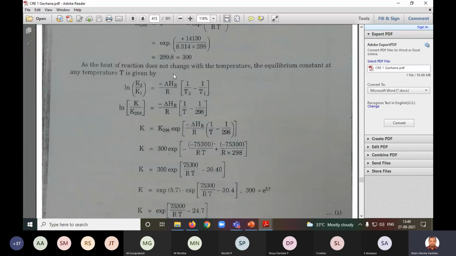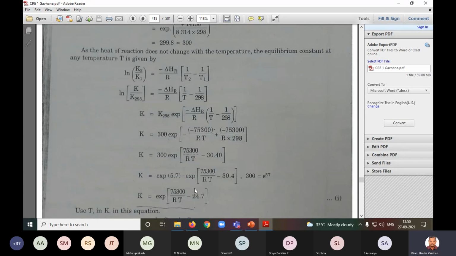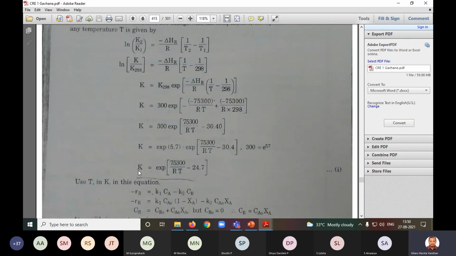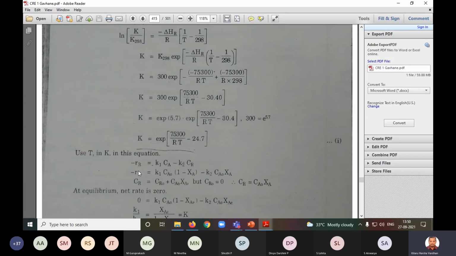K at 298 is 300. That is what we calculated. Exponential 75300 by RT minus 30.4. So this expression you are having in terms of T. You go on changing the T, you get different K. That is what we do.